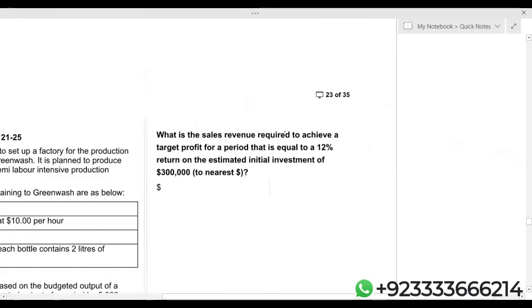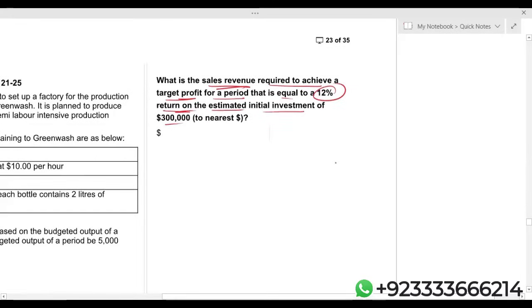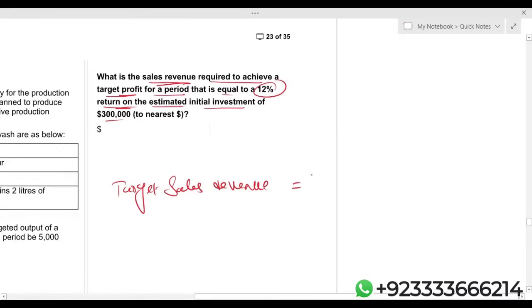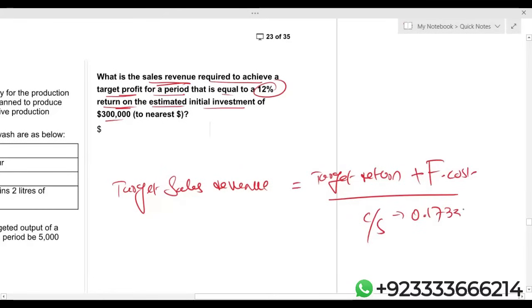What is the sales revenue required to achieve the target profit for a period that is equal to 12% return on the estimated initial investment of 3 lakh? Actually, we need a target sales revenue, which is equal to, simply I'll add the target return plus fixed cost, which we know, divided by CS ratio, which we also know, 0.17333.